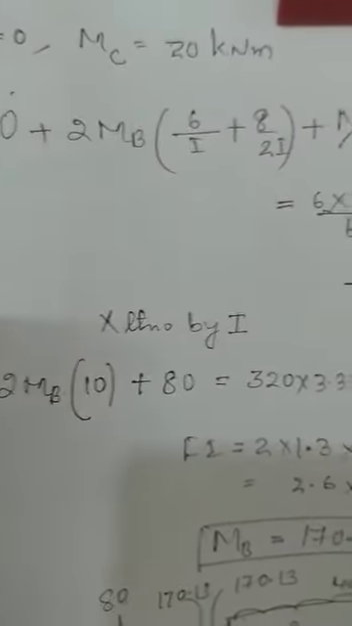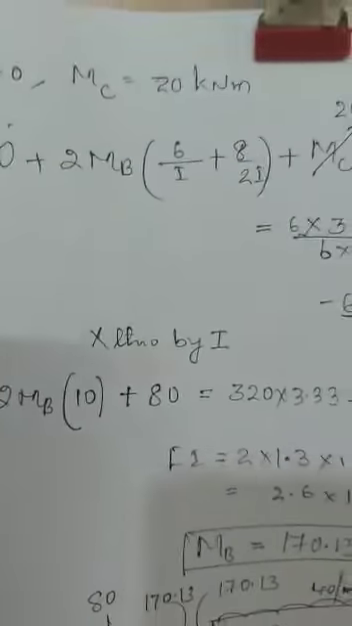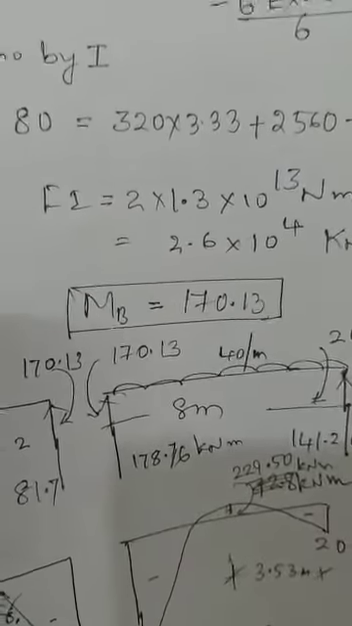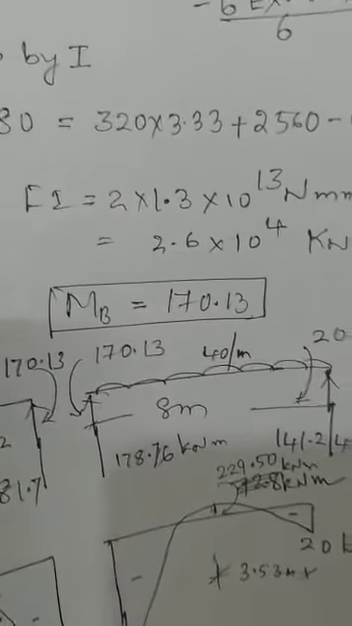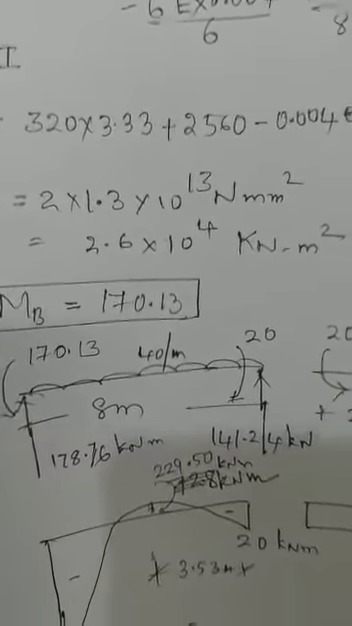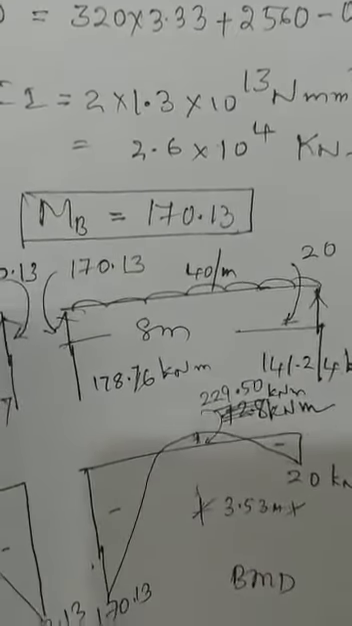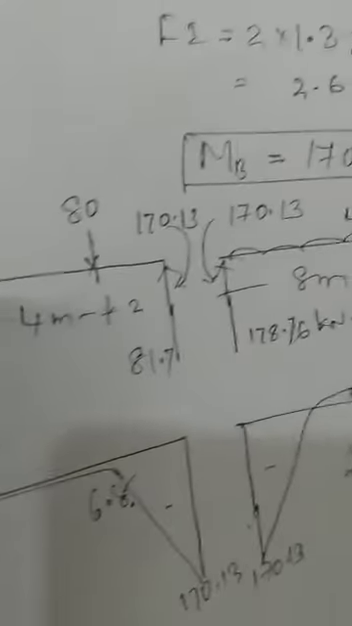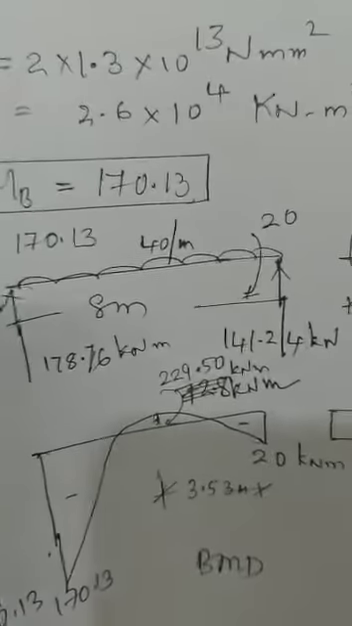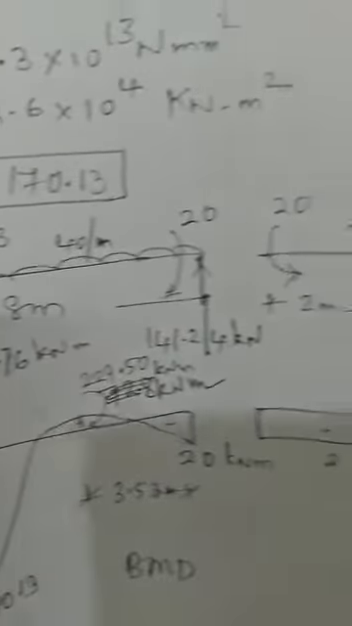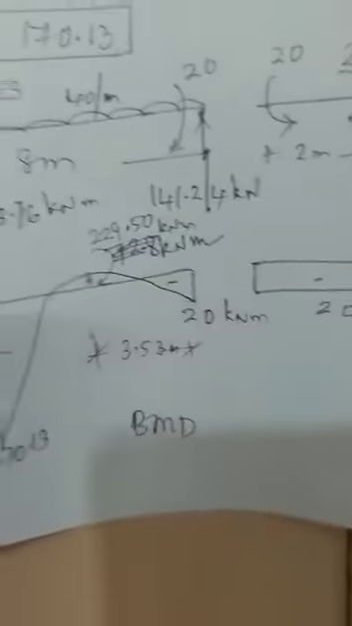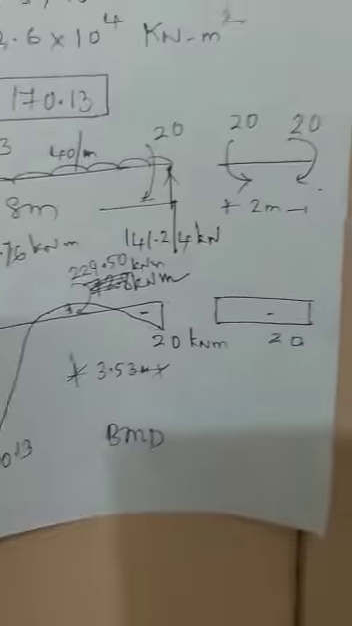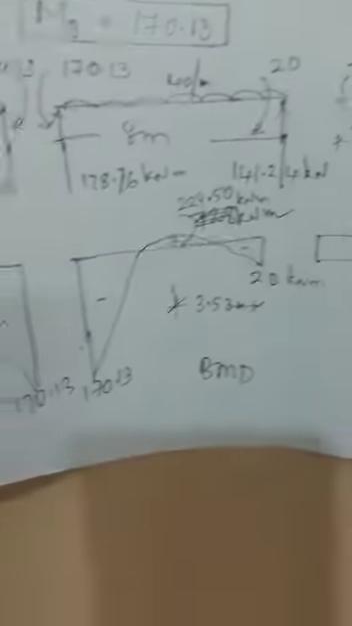So on substitution for MA as 0, MC as 20, and multiplying throughout by I, and substituting the value of EI, whatever is given in the problem, I'll get MB as 170. So with that 170 kilonewton meter as the support moment at B, I have drawn the free body of AB and BC separately. So AB, BC and the overhang CD. I have analyzed the individual free body diagrams and I have drawn the BMD. If you club all these BMDs of the individual spans, you will get the BMD for the whole beam, that's all.